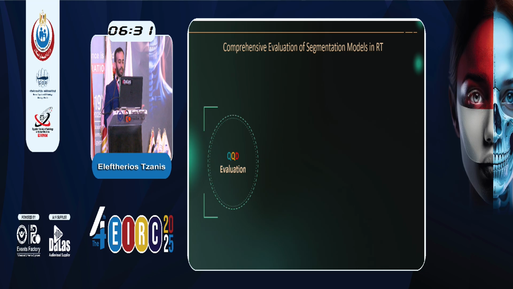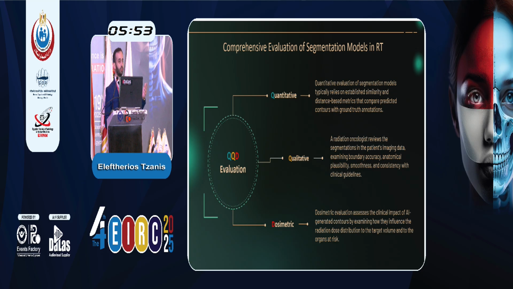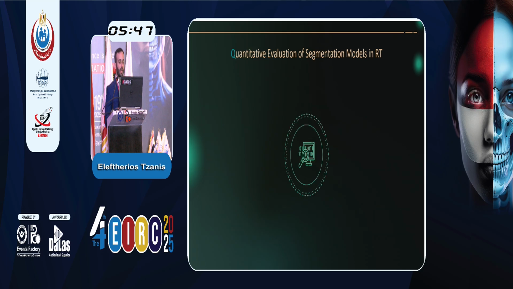To evaluate segmentation models that will be used in radiotherapy, we have to adopt a more comprehensive approach, the so-called QQD evaluation, which of course starts with the traditional way of evaluating segmentation models, but also includes two more steps: the qualitative evaluation, where a clinical expert reviews the segmentation in the patient's imaging data and decides if they can be used for further processing, and the very important dosimetric evaluation that helps us assess the effect of AI-generated contours in the dose distribution to the organs of interest. Let's analyze each part of this comprehensive evaluation.